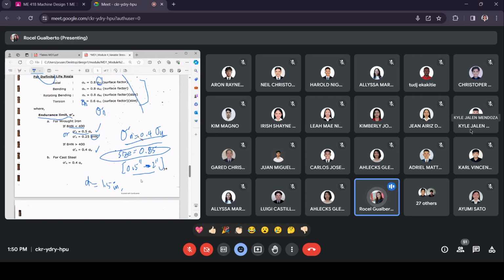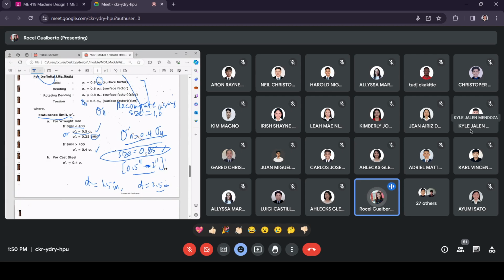What if we obtain a diameter equal to 2.5 inches? Looking at the range, this is not within the range. Therefore, the 0.85 size factor that we use is not correct in this case, because we yield here 2.5 inches. So what you need to do is to recompute, using a size factor equal to 1.0.